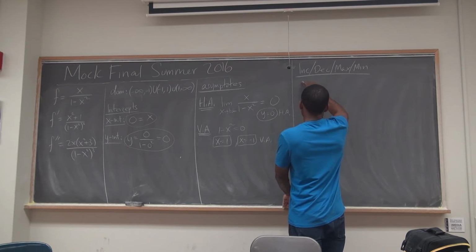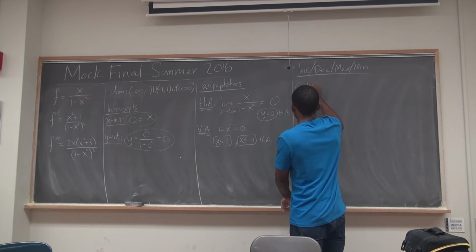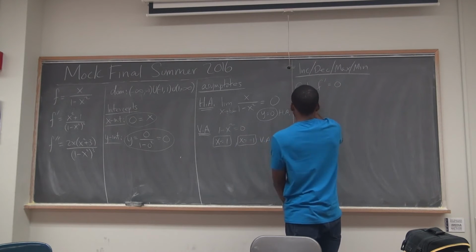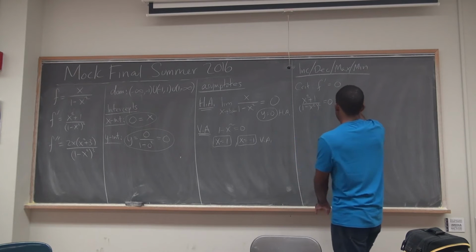So increasing, remember we're going to find the first derivative. So find the critical points, f prime equals 0. So f prime is this guy, so I have (x squared plus 1) over (1 minus x squared) equals 0. Notice that there are no solutions.